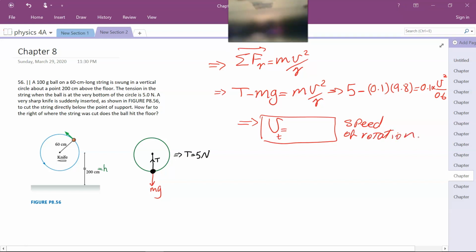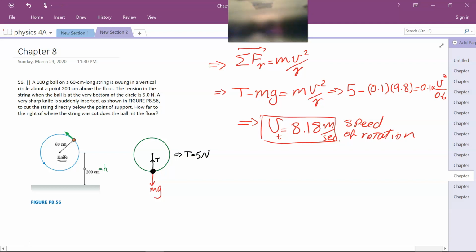Let's see. 5 minus 0.1 times 9.8. Answer is 4 point that. Divided by 0.1, divided by 0.6. Take square root. There you go. So this is 8 point what? 8.18 meters per second.